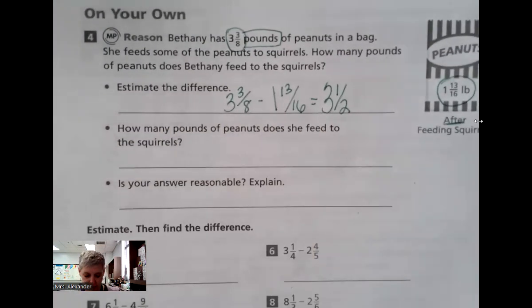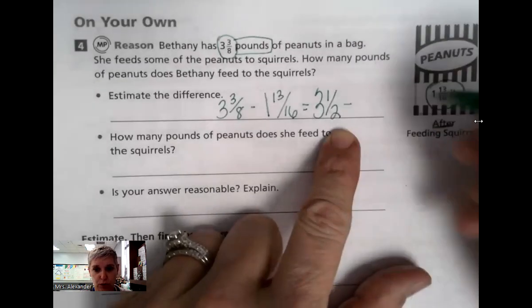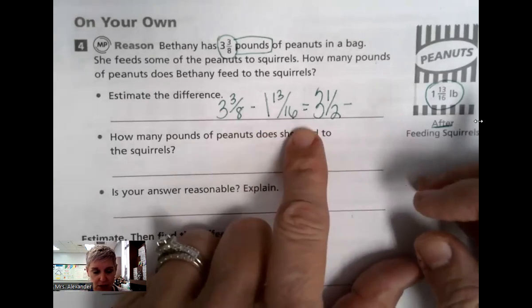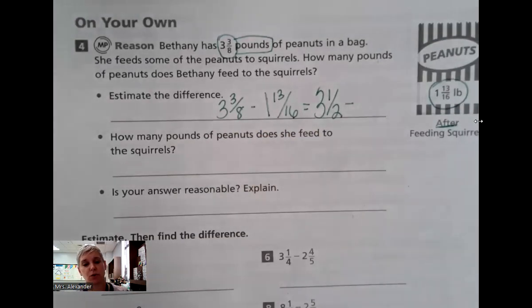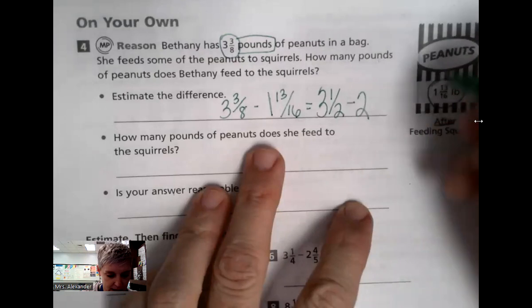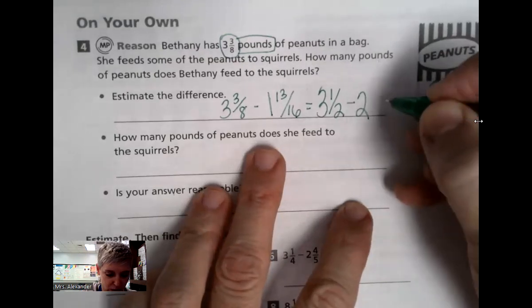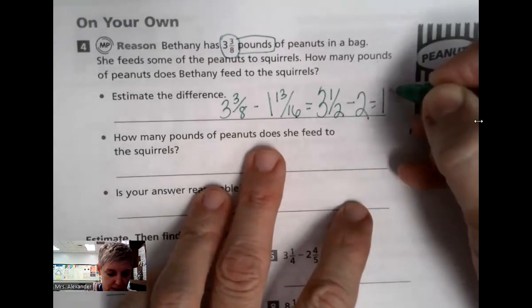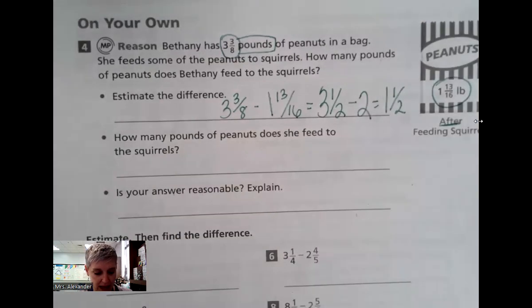13/16. If I think about that, half of 16 is 8. 13 is closer to 16 than it is to 8. So we're going to go to the next benchmark. If we're between 1 and 2 on the number line, we're going to be closer to the 2. So now we have 3 1/2 minus 2. So our estimate is about 1 1/2 pounds after she feeds the squirrels.